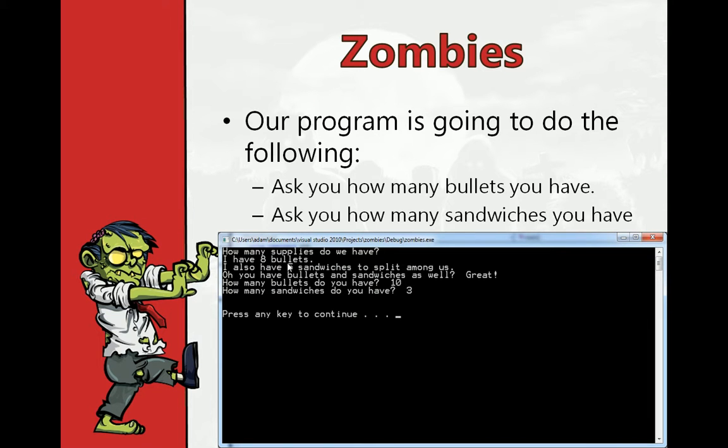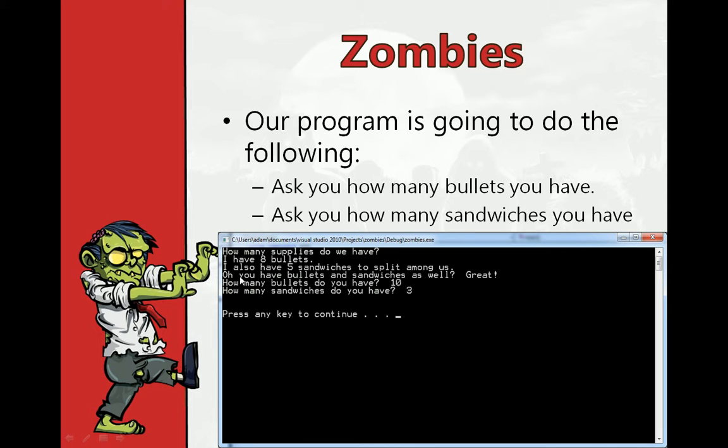Okay, so our program today is going to do the following. We're going to build upon our program from the last lesson. It's going to ask us how many bullets we have, and it's going to ask us how many sandwiches we have, because remember, bullets and sandwiches are essential supplies in the zombie apocalypse. You have to eat as well as be able to shoot. So our program from last time says, how many supplies do we have? Well, I have 8 bullets. I also have 5 sandwiches to split among us.